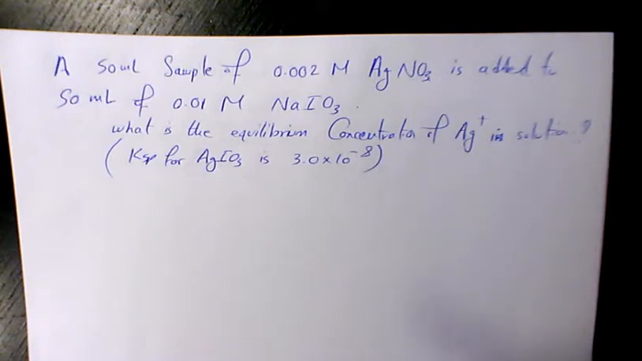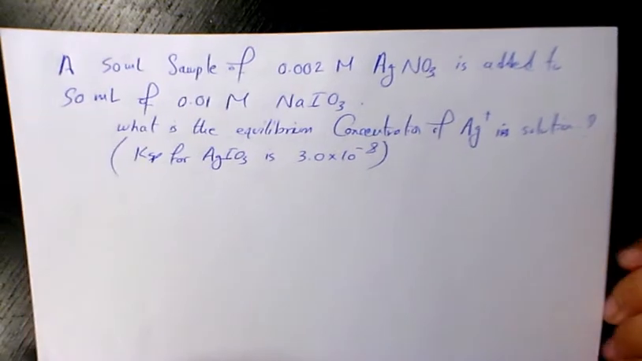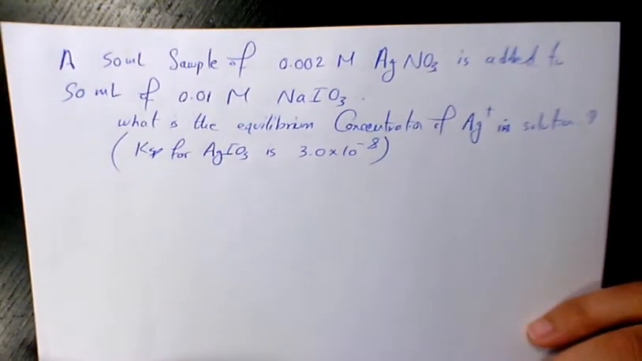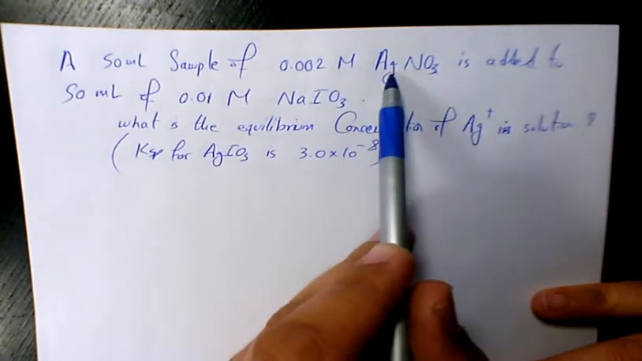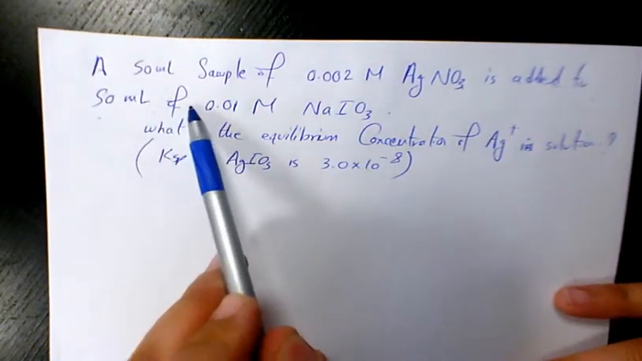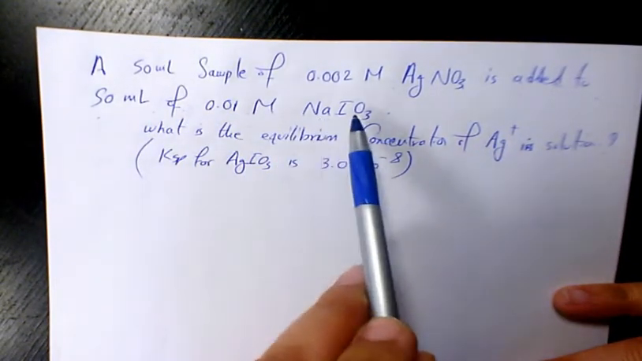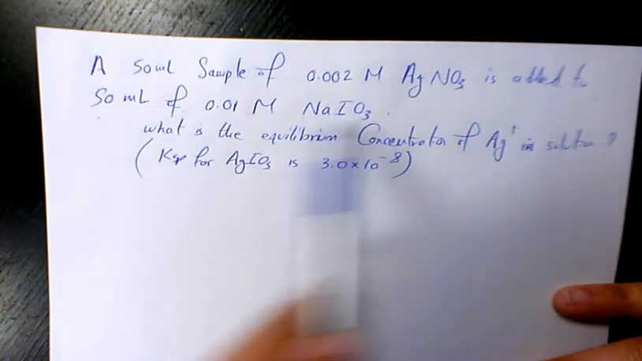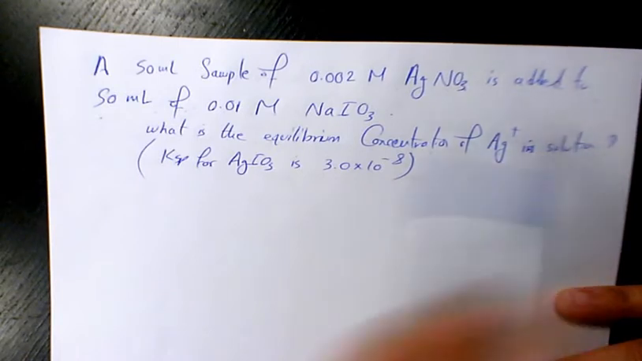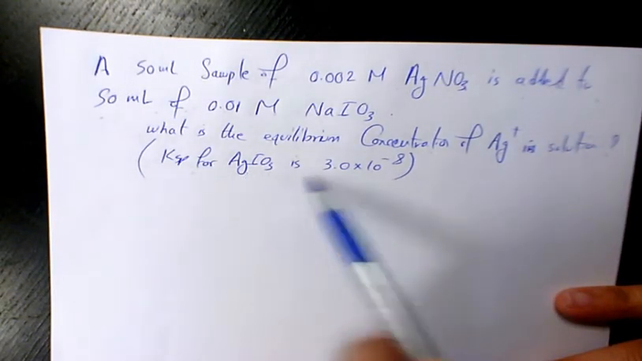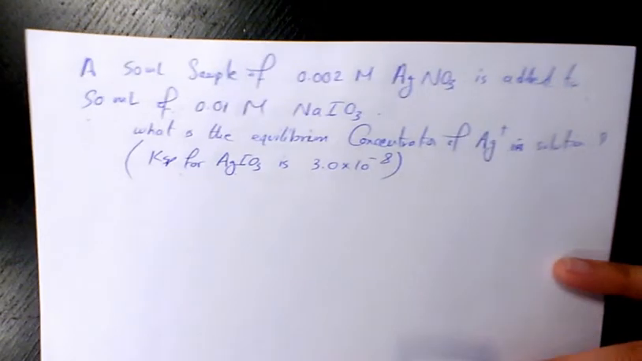Welcome to another video. In this video I want to talk about solubility and precipitate formation. I have two examples for you. The first one says a 50 milliliter sample of 0.002 molar silver nitrate is added to 50 milliliter of 0.01 molar NaIO3, sodium iodate. What is the equilibrium concentration of silver in solution? KSP for silver iodate is 3 times 10 to the power of negative 8.